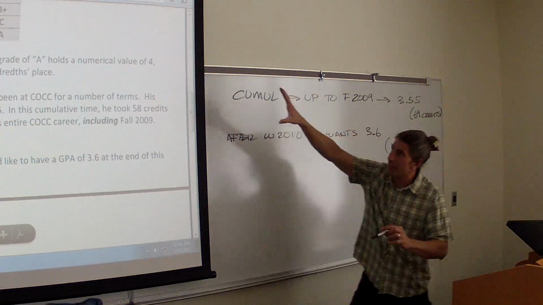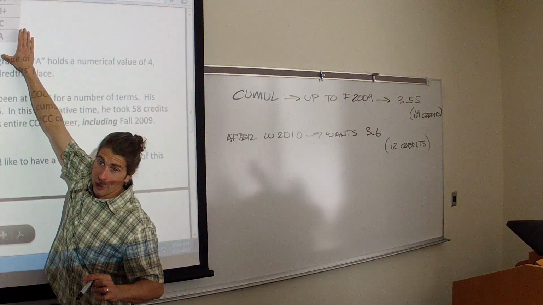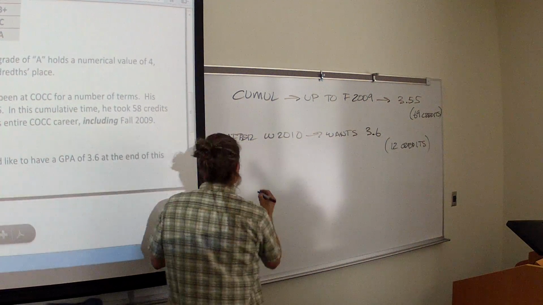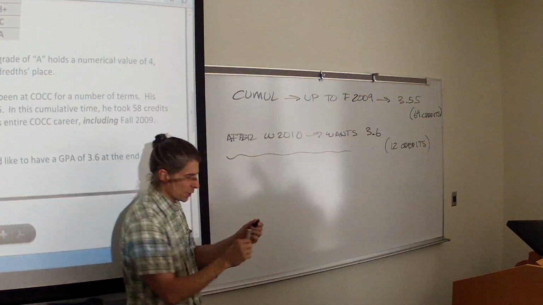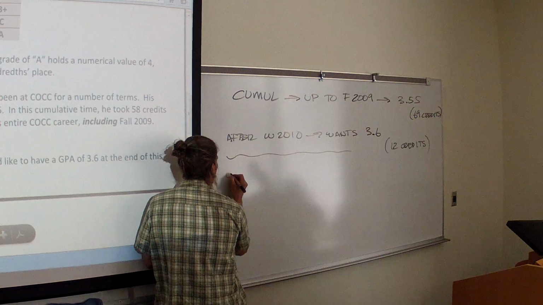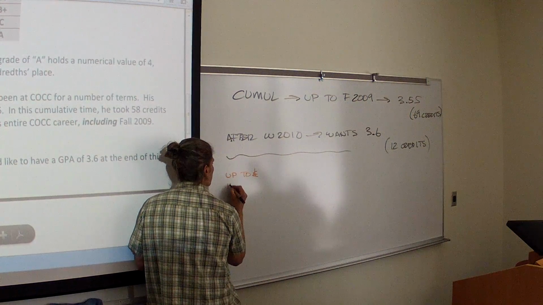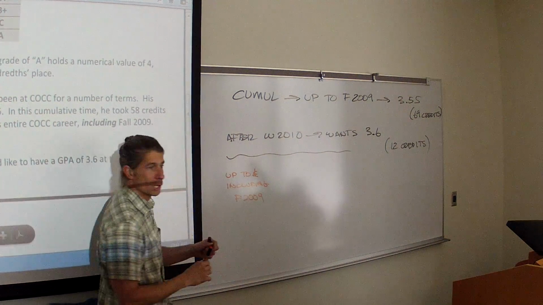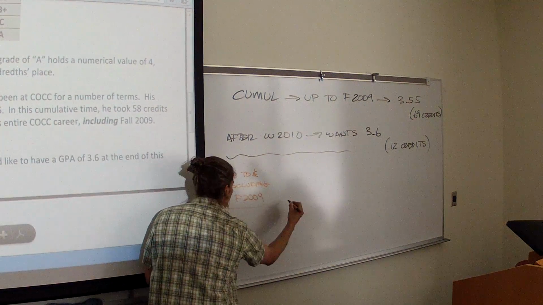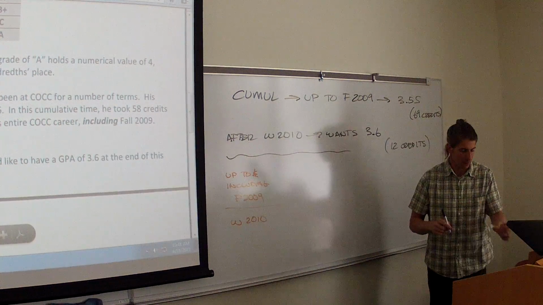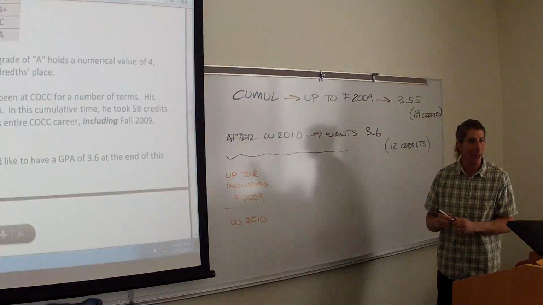So, just like you did up here, we're going to analyze the cumulative GPA in a chart. And the chart's only going to have two elements to it. I'm going to label it over here on the left side. It's not part of the computation, but it'll help us keep track. So here we'll do up to and including fall 2009. Put a little line here. And then we'll do winter 2010. That's just to keep us straight as we're slugging through the math.